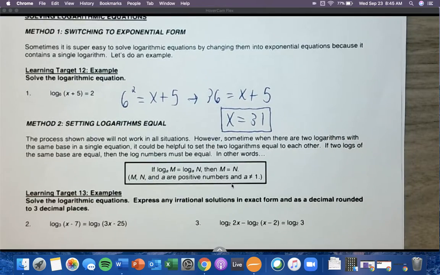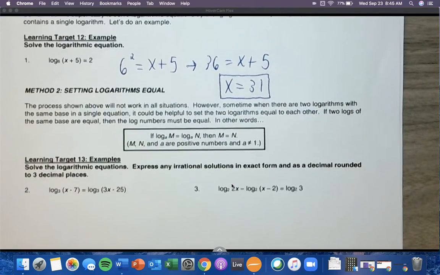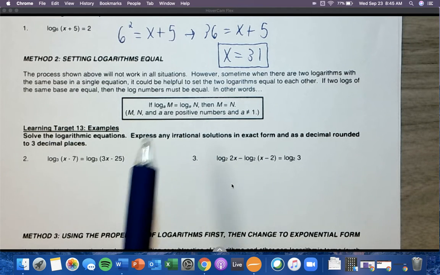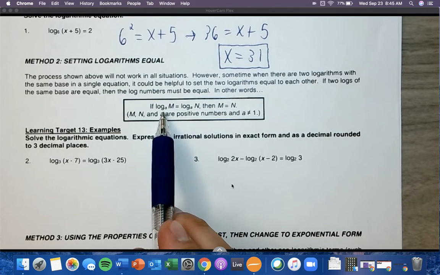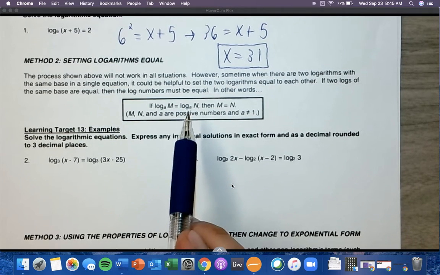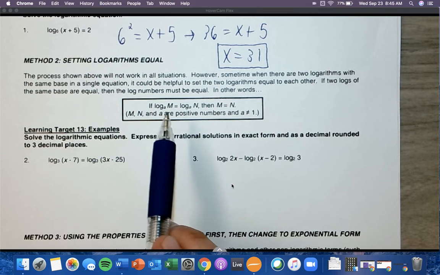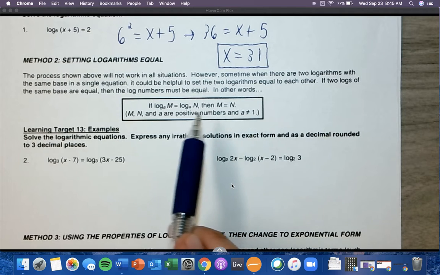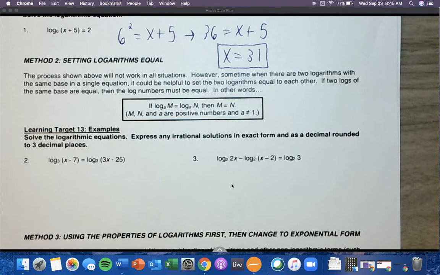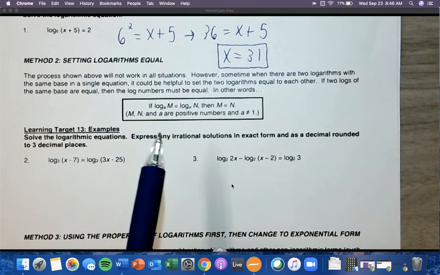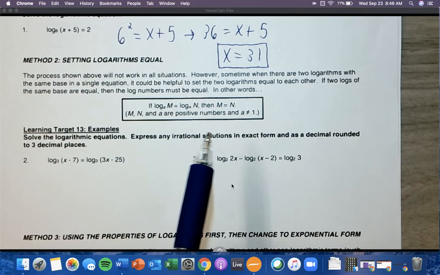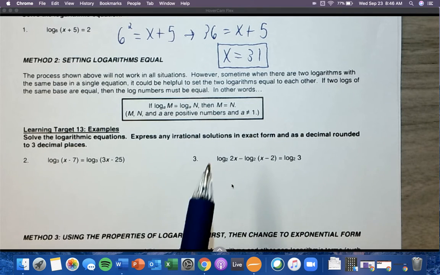Method 2, setting logarithms equal. Let's say we had an equation like this one: log base a of m is equal to log base a of n. Because these are both log base a, we can say that m has to be equal to n. They have to be the same number. And remembering our domain, m, n, and a all have to be positive numbers, and a cannot equal 1, because we can't have a 0 or a negative inside of that logarithm.